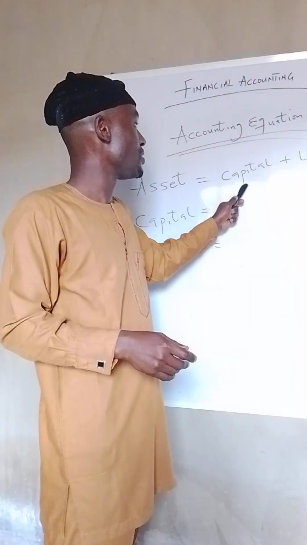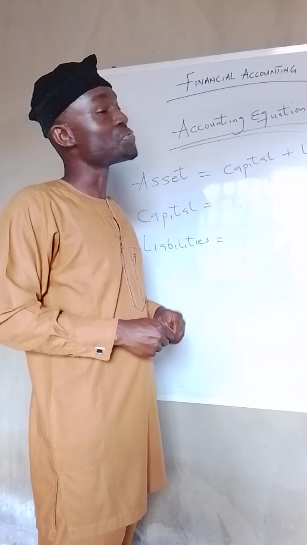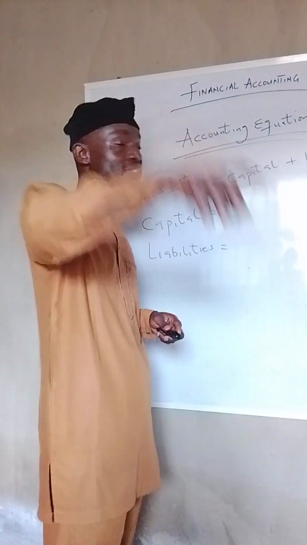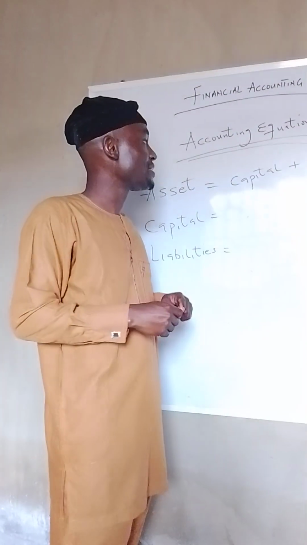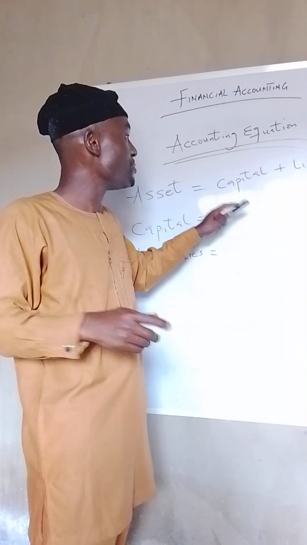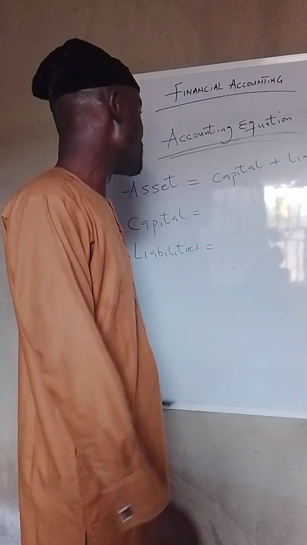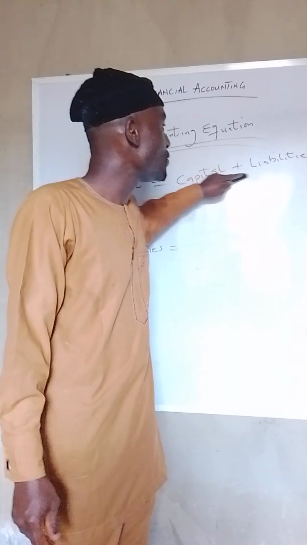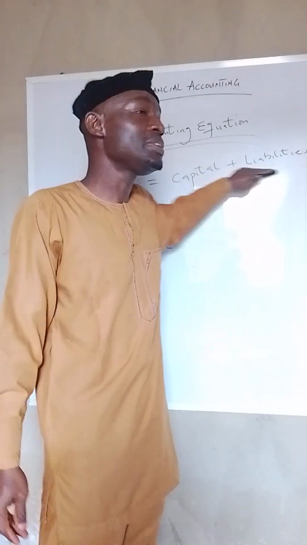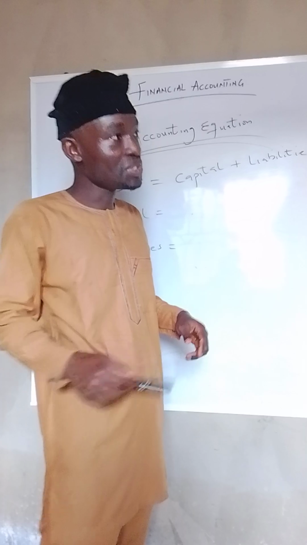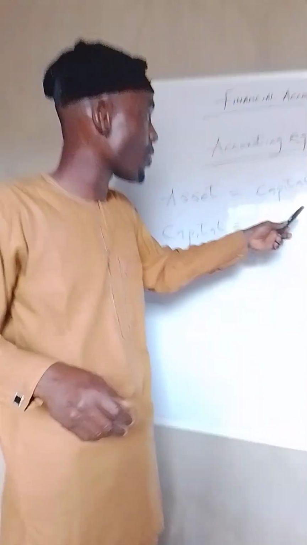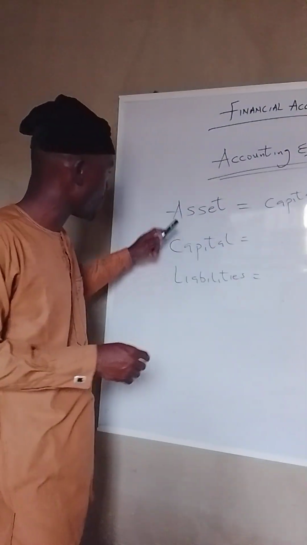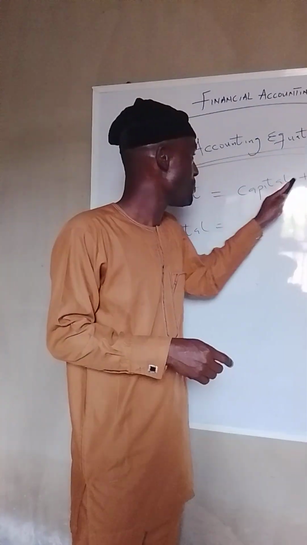Capital is your equity. It is what you use to start, your investment, the amount you invest into your business. Capital simply means the money that we use to start a business. Then liabilities are your indebtedness, the money you are owing outsiders, your suppliers, your creditors. That's what they call liabilities. So our asset is equal to capital plus liability.